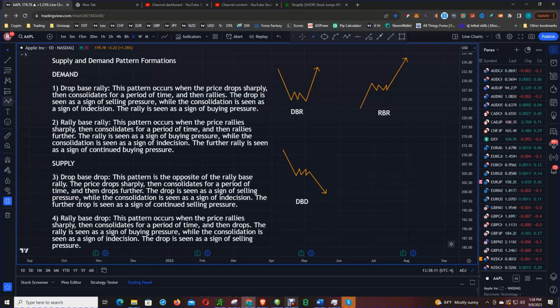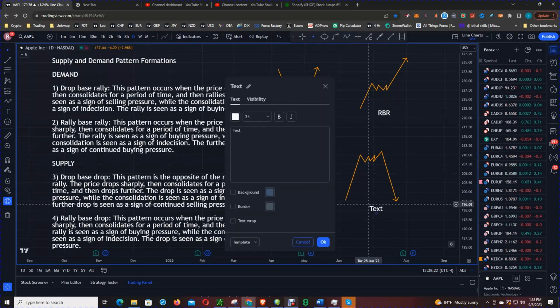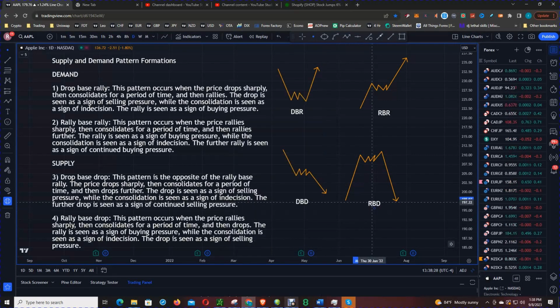So it looks like this. Rally, base, then drop. Rally, base, drop. So these are the four patterns that we're going to focus on in this video moving forward.